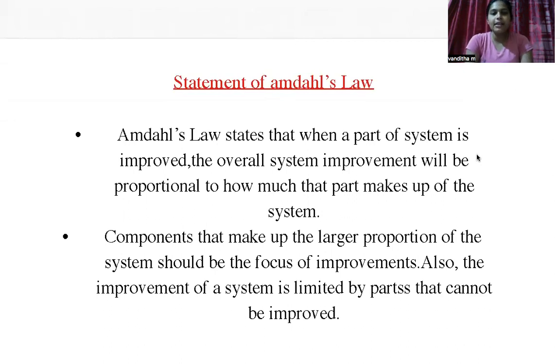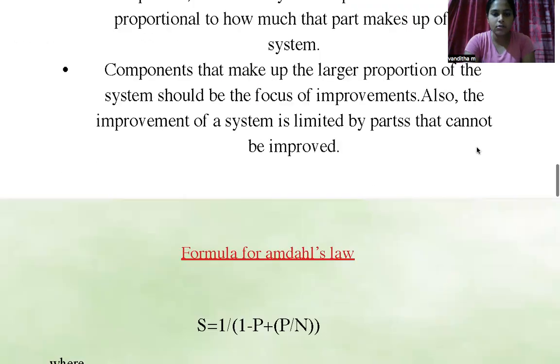Now let's see the statement of Amdahl's law. Amdahl's law states that when a part of a system is improved, the overall system improvement will be proportional to how much that part makes up the system. Components that make up a larger portion of the system should be the focus of improvements. Also, the improvement of a system is limited by parts that cannot be improved. This is the statement of Amdahl's law.